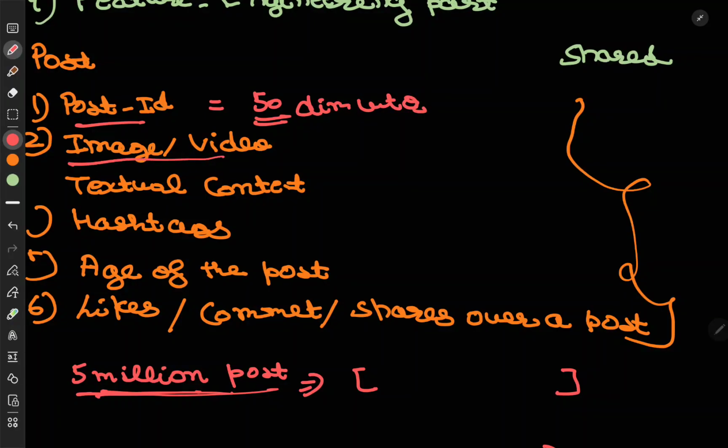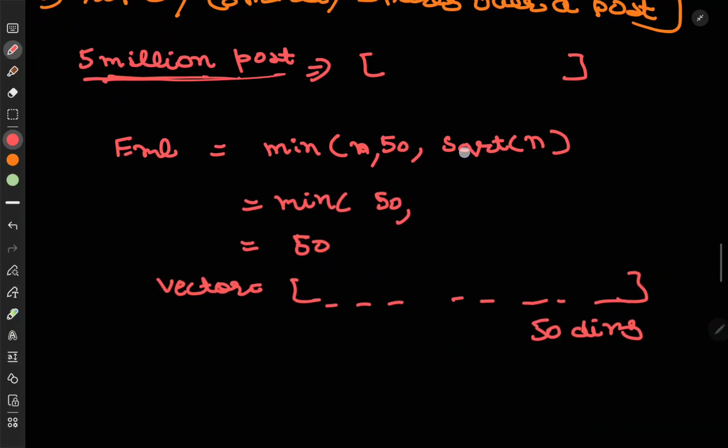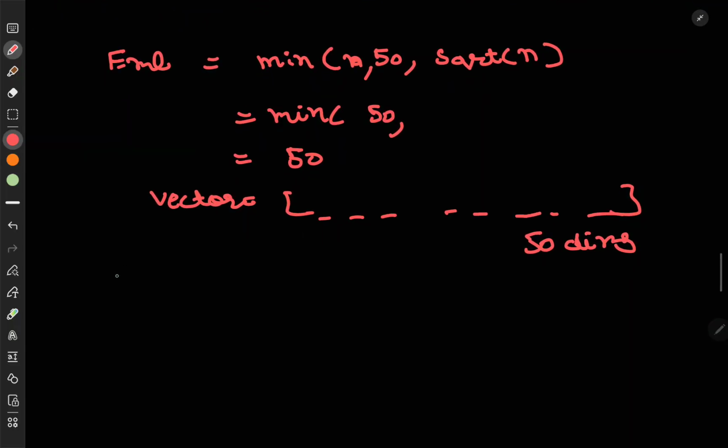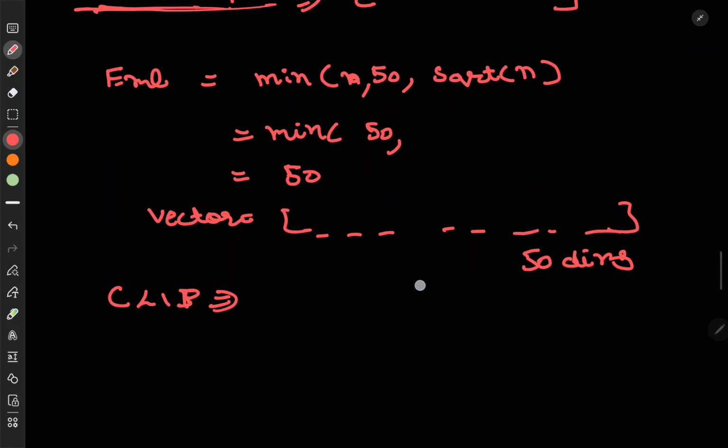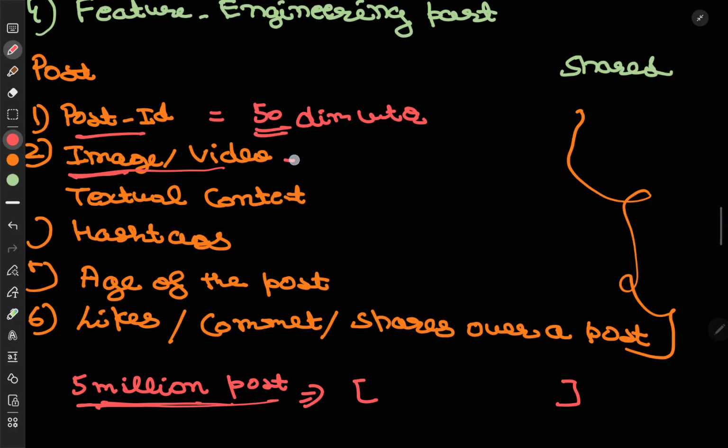Now we have image and video. Okay, so for image or video, the best thing that we can do is use a pre-trained model to convert it into a vector which has the semantic meaning of that image or video. For example, for images we can use a model called CLIP and convert it into a vector which is, let's say, 256 dim in size, right?